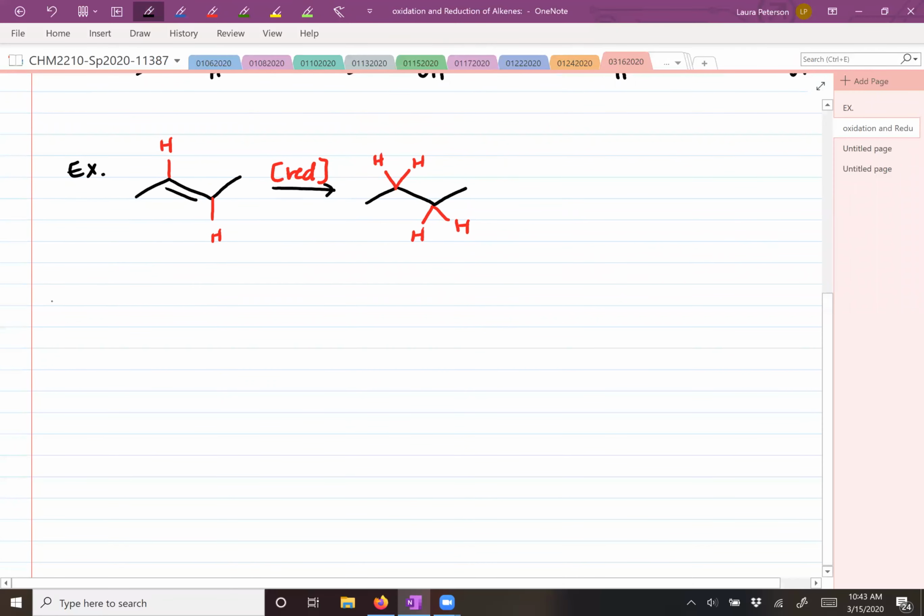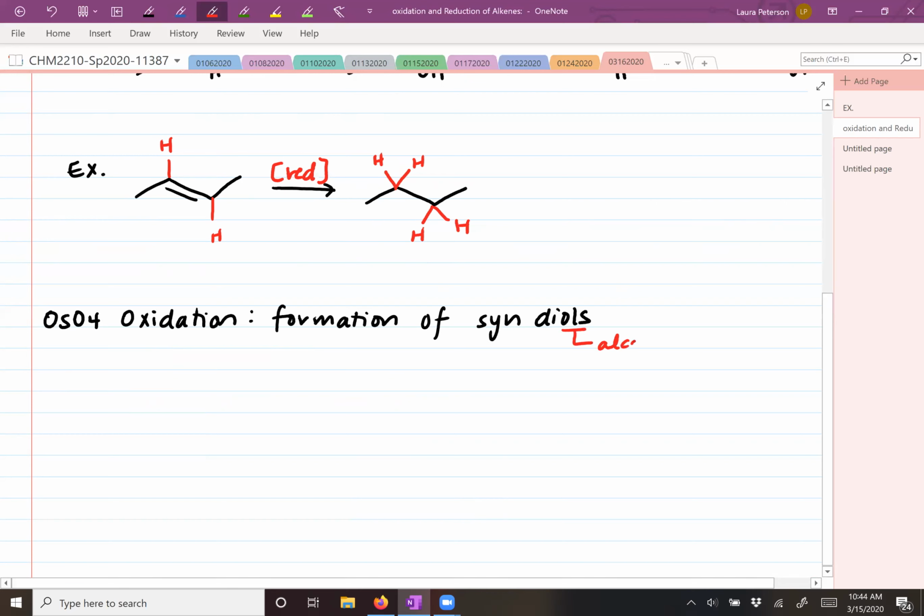Our first oxidation is going to be OsO4, and I'll define that reagent in a second. This is OsO4 oxidation, and we will remember this in that we're going to form syn diols, so that's telling you something about stereochemistry. Let's break down that word diols for a second. That OL ending is telling us that we have an alcohol, and that di prefix is telling us that we have 2 of them. Put all that together, syn diols: I'm forming 2 new alcohols, and they are related syn to one another.